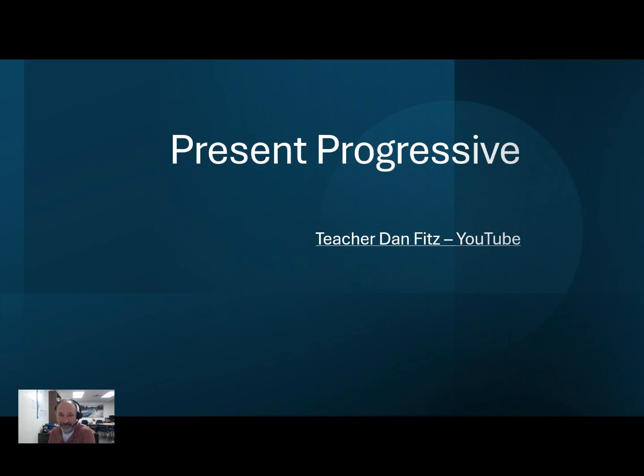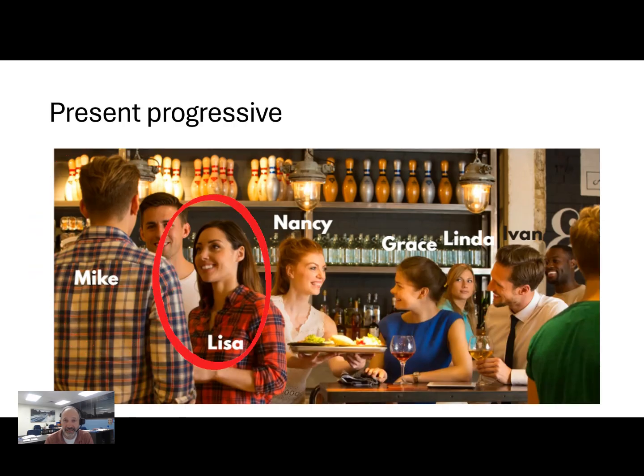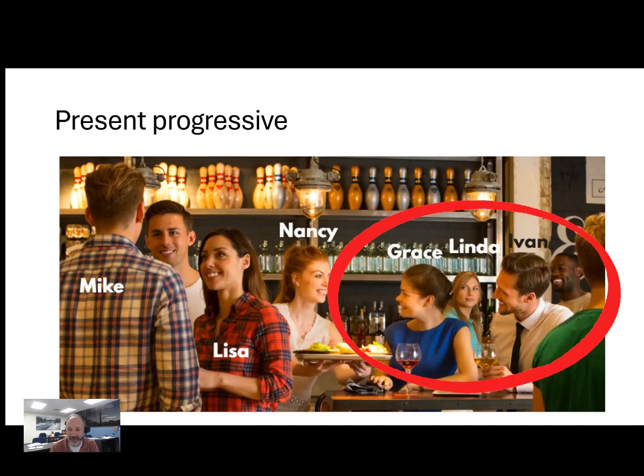Let's get started. We use present progressive to talk about things happening now. Let's look at this picture. What is happening in this picture? Mike is talking to Lisa. Lisa is talking to Mike. Nancy is serving food. Grace and Yvonne are drinking wine and talking to Nancy.